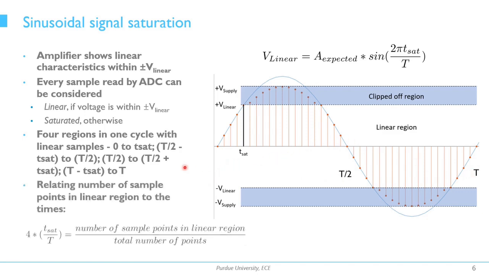Having done that, this equation can be written where Tsat is the time instant at which the signal starts getting clipped and T is the time period of the sinusoid. Now, this ratio of Tsat over T can then be used in the equation that describes the expected unsaturated sinusoid to obtain the estimated value of the amplitude, which is A.